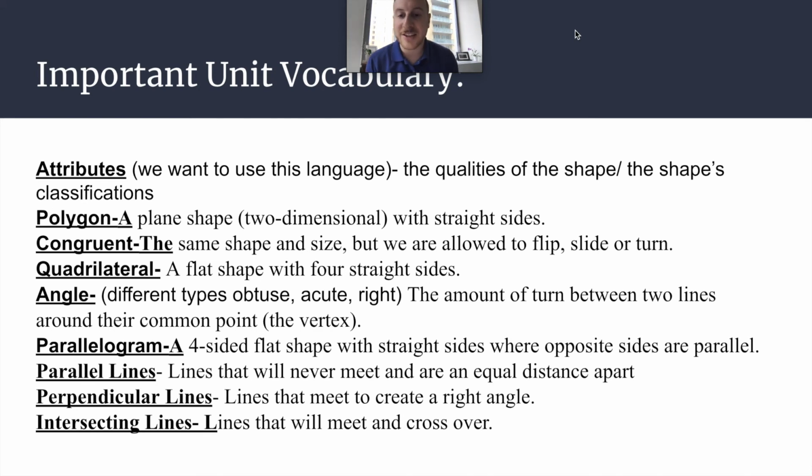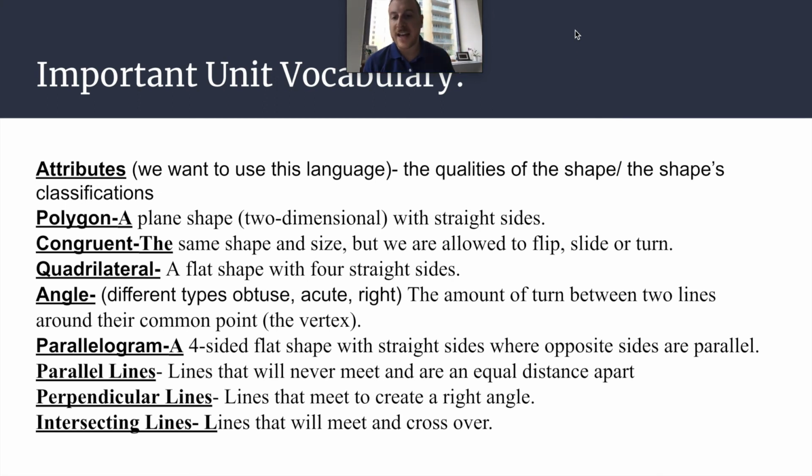Quadrilateral is a flat shape with 4 straight sides. An angle, those are different types. There's obtuse, which is bigger than 90 degrees. My arms are in an obtuse angle right now. There's 90 degrees. My arms are in a 90-degree angle, also known as a right angle. And then there's acute, and my arms are in an acute angle right now. Acute, I always remember because it's a little bit smaller than 90 degrees. Obtuse is a little bit larger and just sounds larger than 90 degrees. And a right angle is exactly 90 degrees.